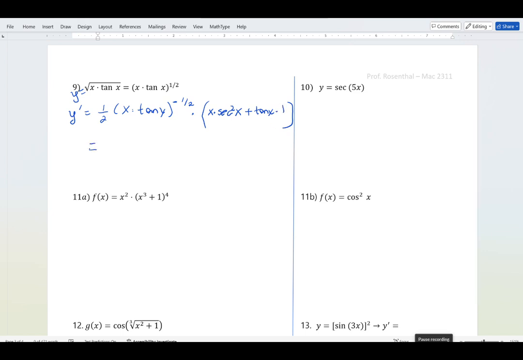And the only other thing I'm going to do is simplify it by getting rid of the negative exponent and putting that as a positive one in the denominator. So on the top, you're going to have x squared secant x plus tangent x, everything divided by 2 times, and when you bring the other quantity down, it'll have a power of 1.